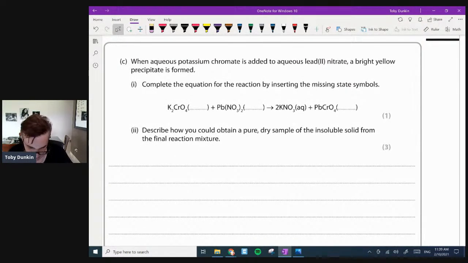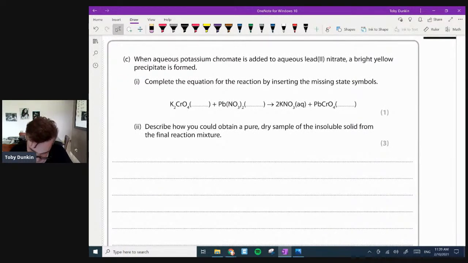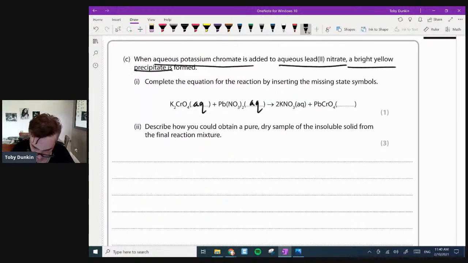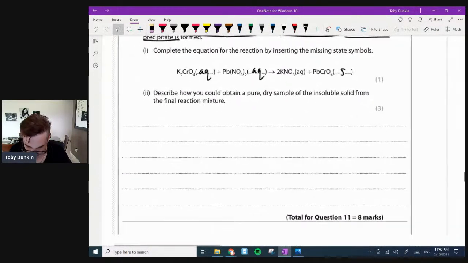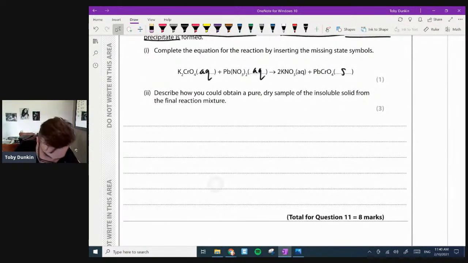When aqueous potassium chromate is added to lead nitrate, a yellow precipitate forms. Cool. Add state symbols. So aqueous potassium chromate, that's AQ. Aqueous lead nitrate is AQ. Bright yellow precipitate, which is a solid. We're done.